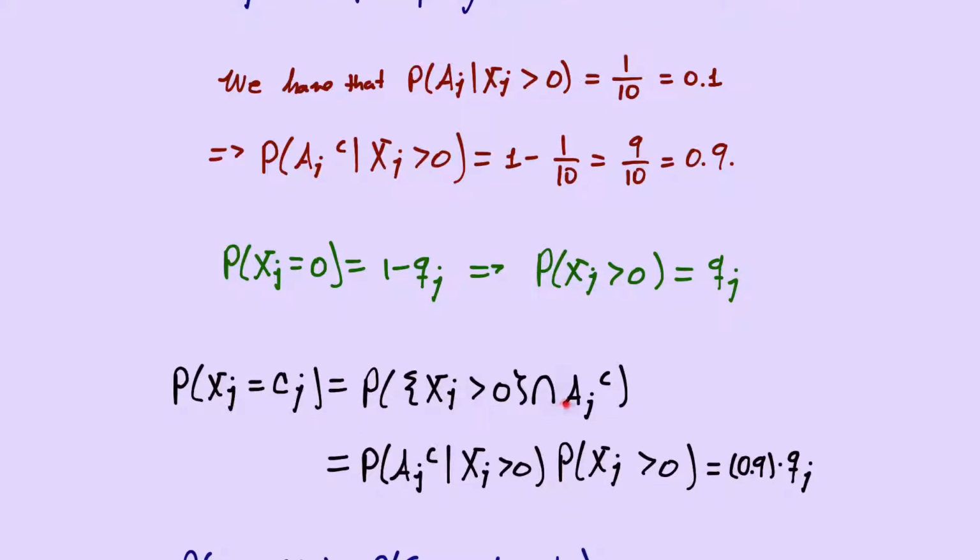And then we can compute the probability of this intersection using conditional probability properties. For example, we can see this as the conditional probability of the event Aj complement given that the random variable is positive, times the probability that the random variable is positive. If you substitute the definition of this conditional probability, you will get this intersection, the probability of this intersection.